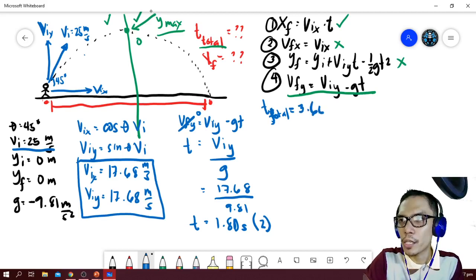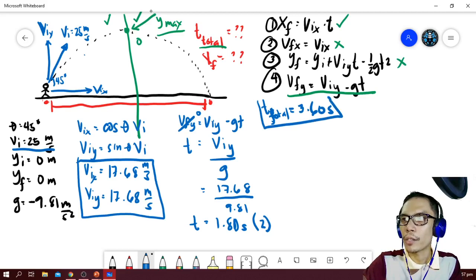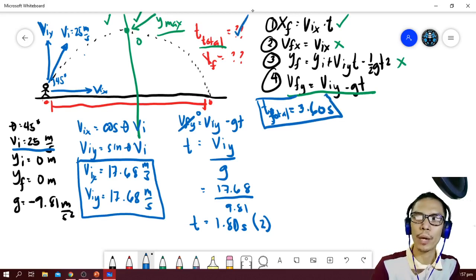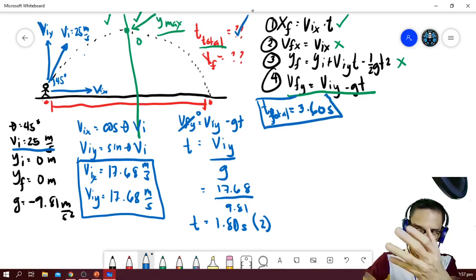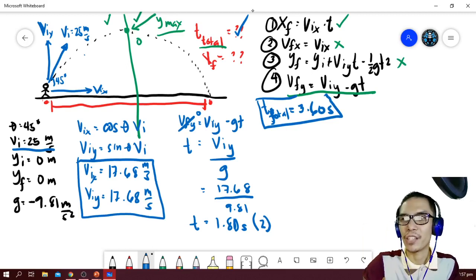Alright, so the total time is 3.6 seconds. Alright, so that is our total time for this problem. Okay, so we answered one already, so check this one. Okay, so let's compute now for the range. Now that we have the total time, we can now compute for the range.